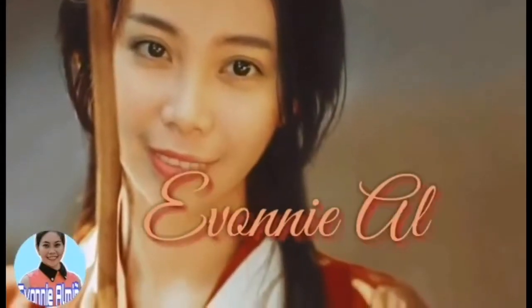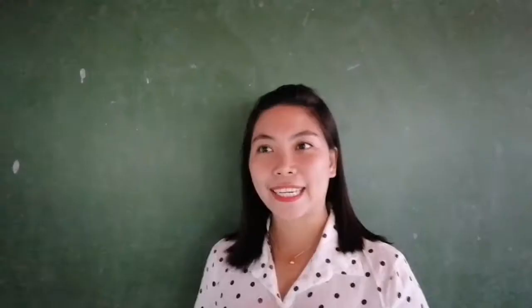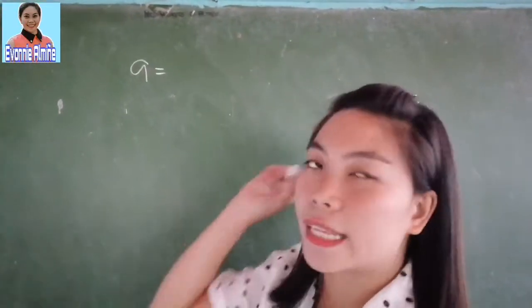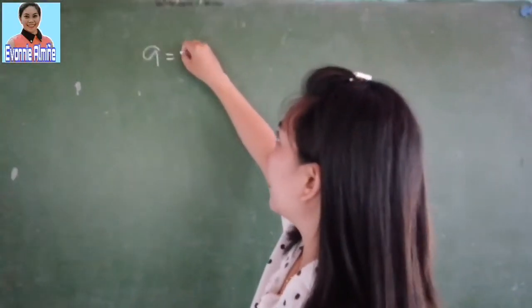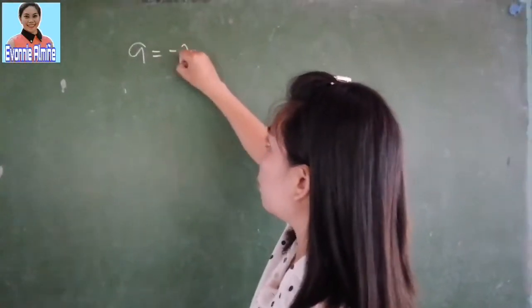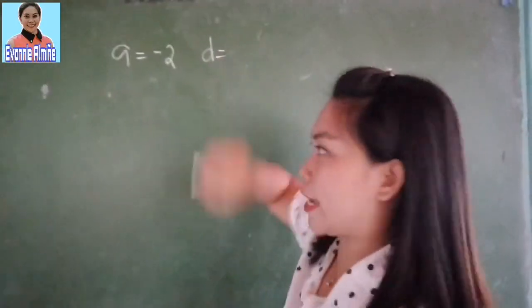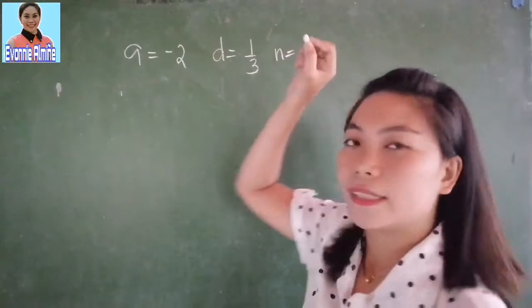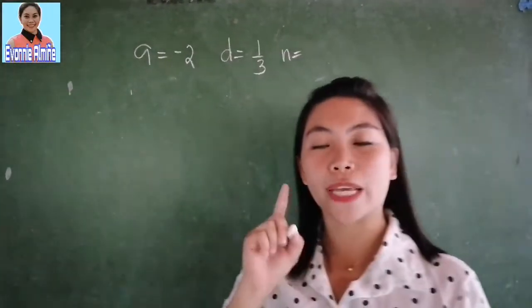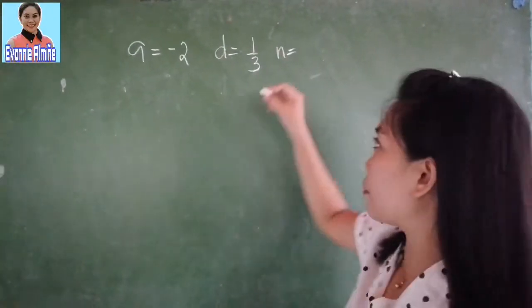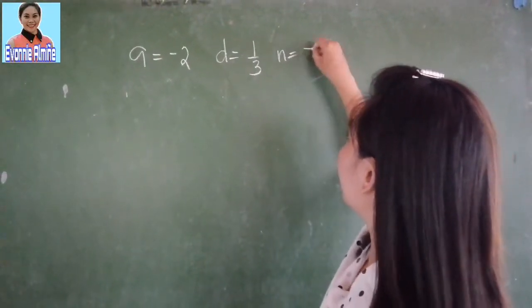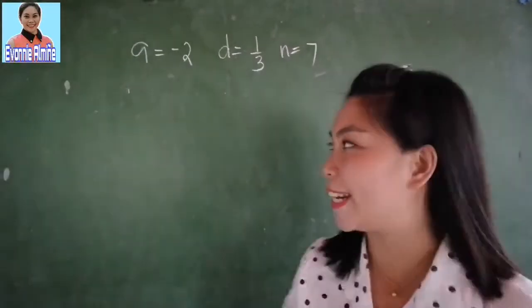Let's have example number 2. Given the first term, which is negative 2, and the common ratio is 1/3, find the geometric sequence with the number of terms 7.